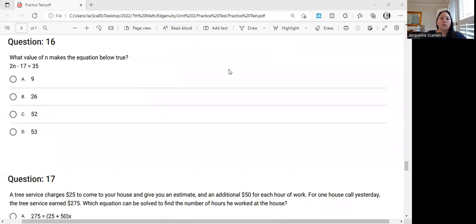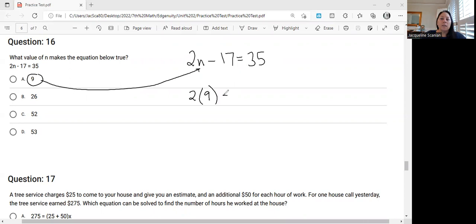To solve this equation of 2n minus 17 equals 35, you have two choices. Choice number one, you can take these answers and substitute them in for the variable until you get a true sentence. So you could take two groups of 9, 2 times 9 minus 17, and see if that does in fact give you 35. All right, 2 times 9 is 18, and 18 minus 17 does not equal 35. Therefore, it is not the correct solution to this equation. So you can continue that process until you bump into the right answer.